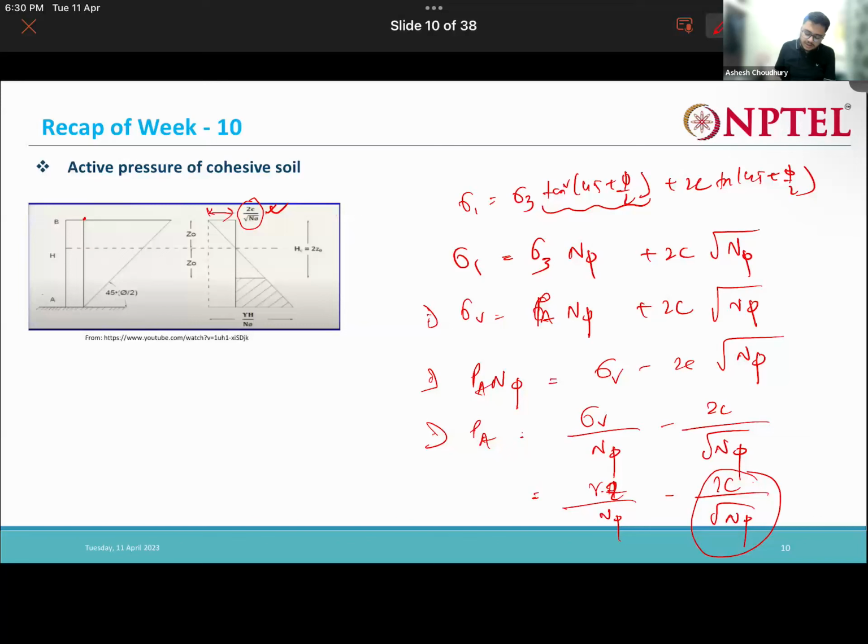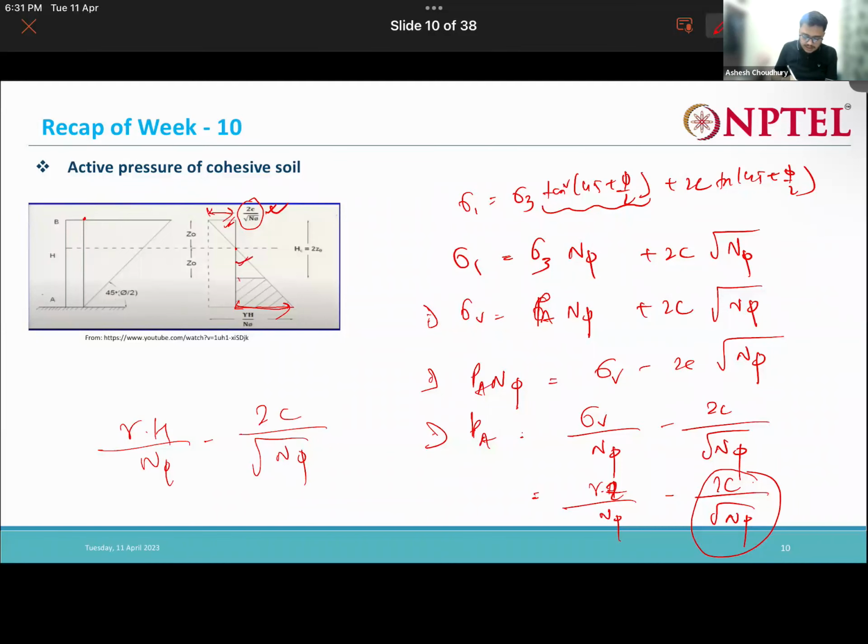Now, as you keep on increasing the Z, a point will come when this stress PA will be 0. And then if you keep on increasing, you will get this point, which is gamma Z by N phi minus 2C over root N phi. So this is this area. So ultimately see this and this will cancel out.